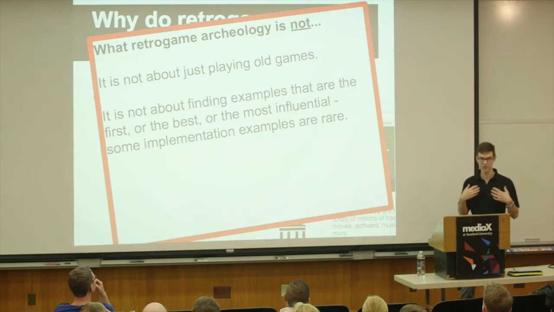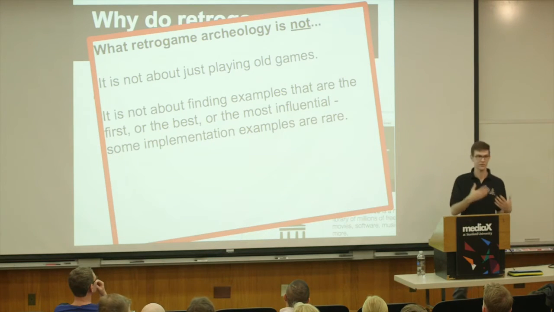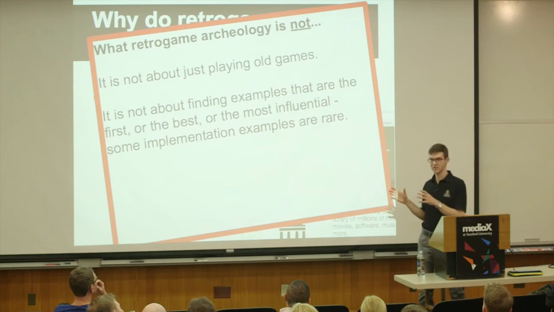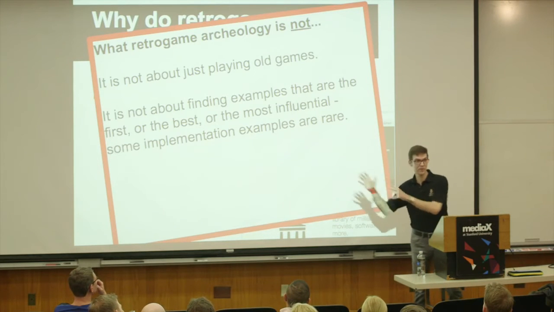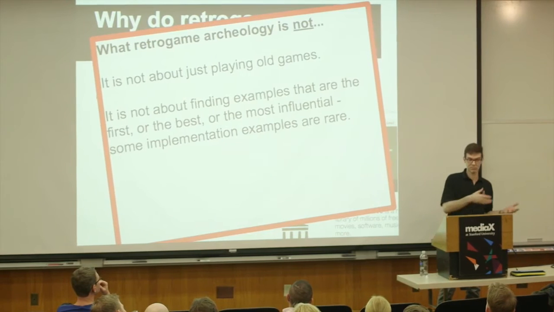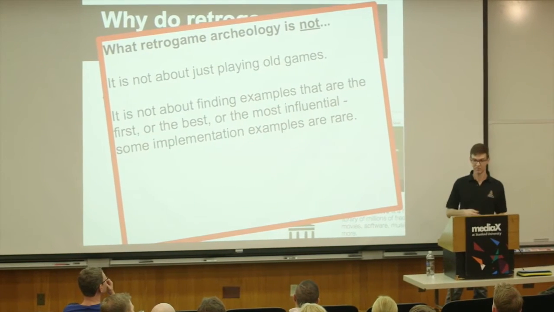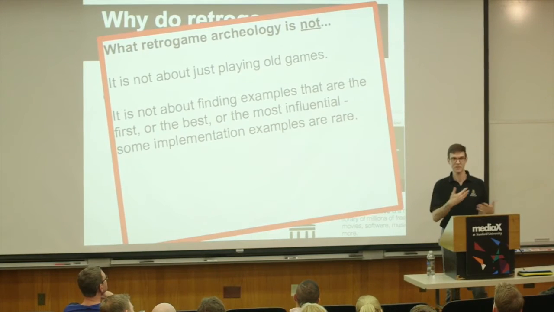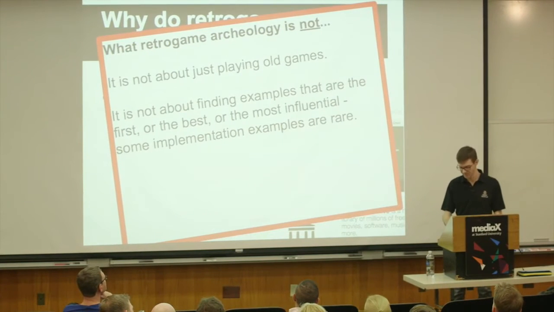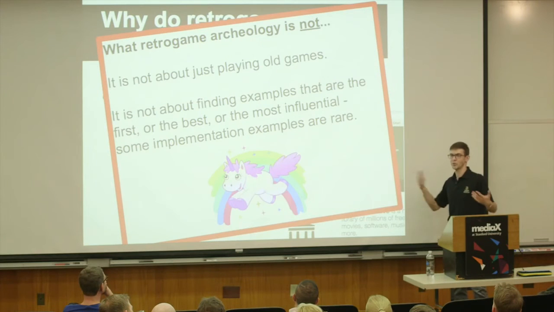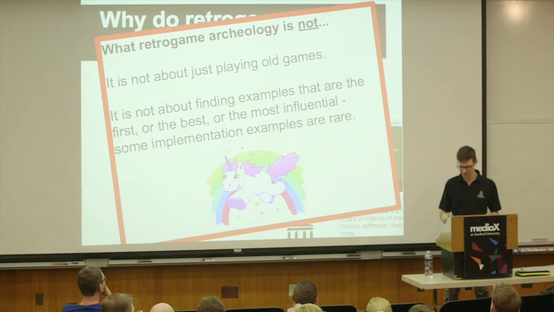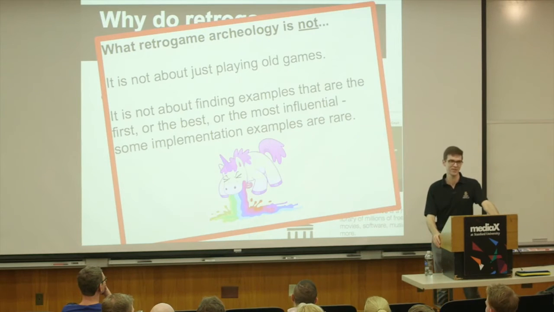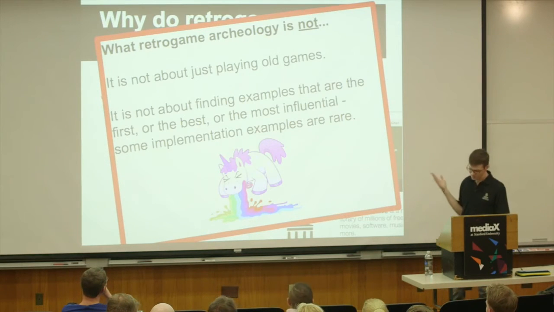I'm not a game historian, so I'm not interested in necessarily finding the first or the best or the most influential. And in fact, some of these implementation examples, when you do find them, they're quite rare. They can be in some very, very obscure games. But you have to come to terms with that. You can't get upset about it because it's like you found this unicorn, and then the unicorn pukes on your shoes. It's a unicorn. How many of these are you going to find in your life? Unicorns aside.